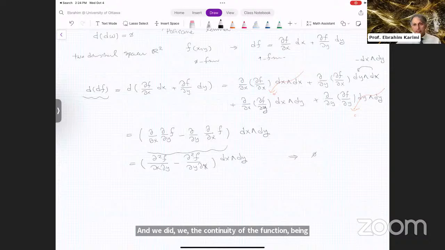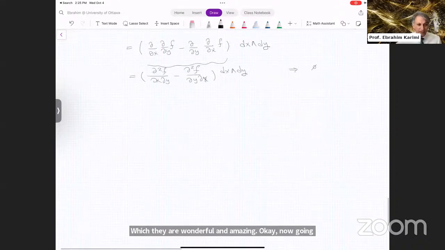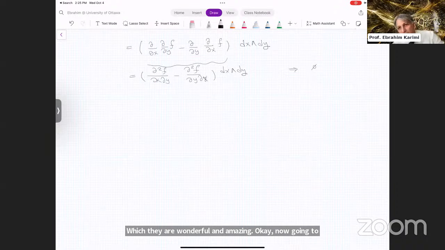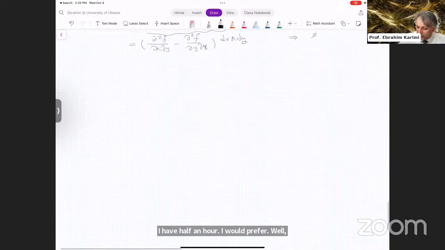We can do this in other cases. For example, I can do it in the case of a one form or two forms, and you will see some other new results which are wonderful and amazing. Now, going to the axiom. How many minutes do I have? I have half an hour. Axioms, you can just check by yourself, I'm just giving you a hint.